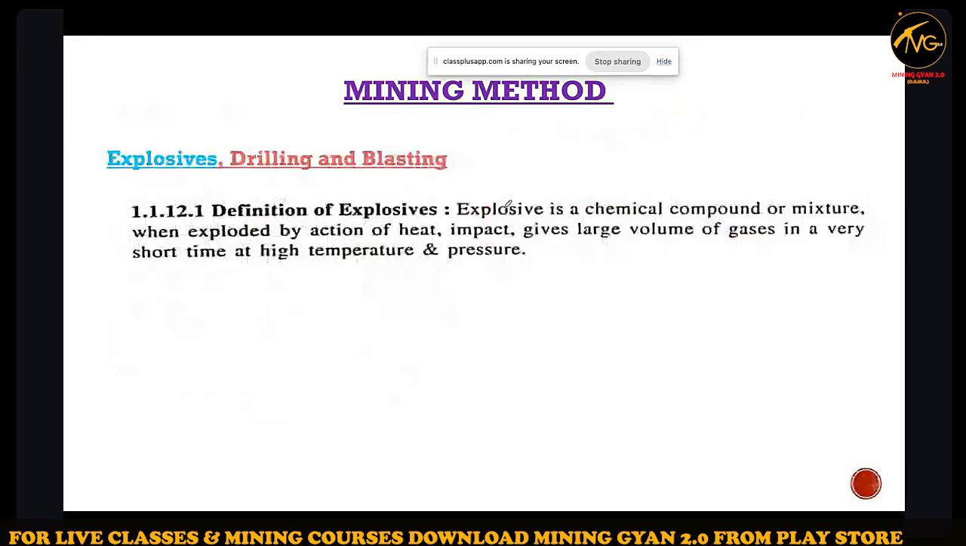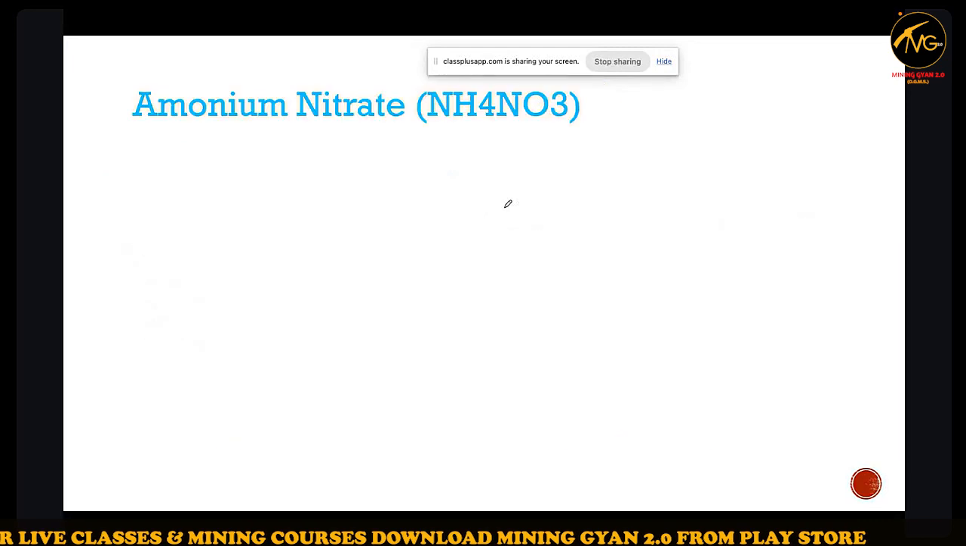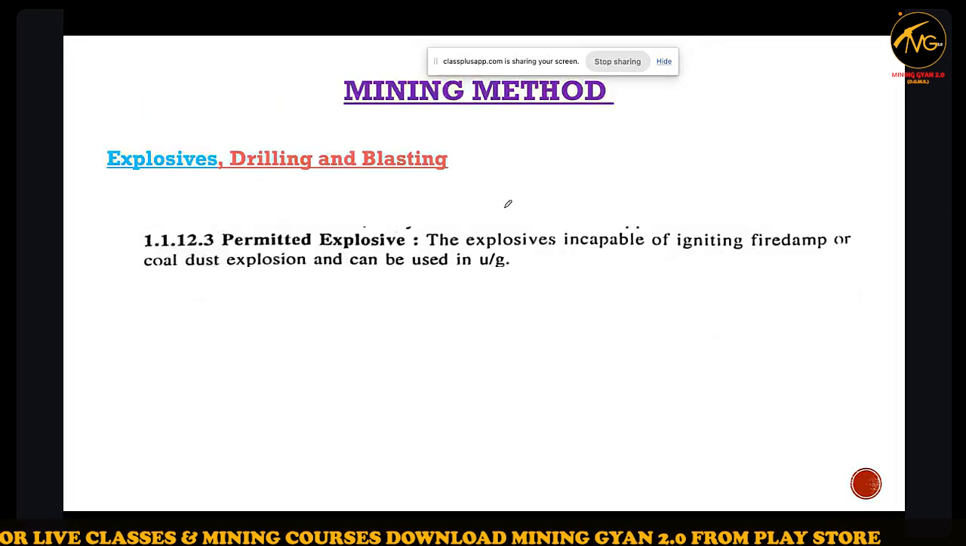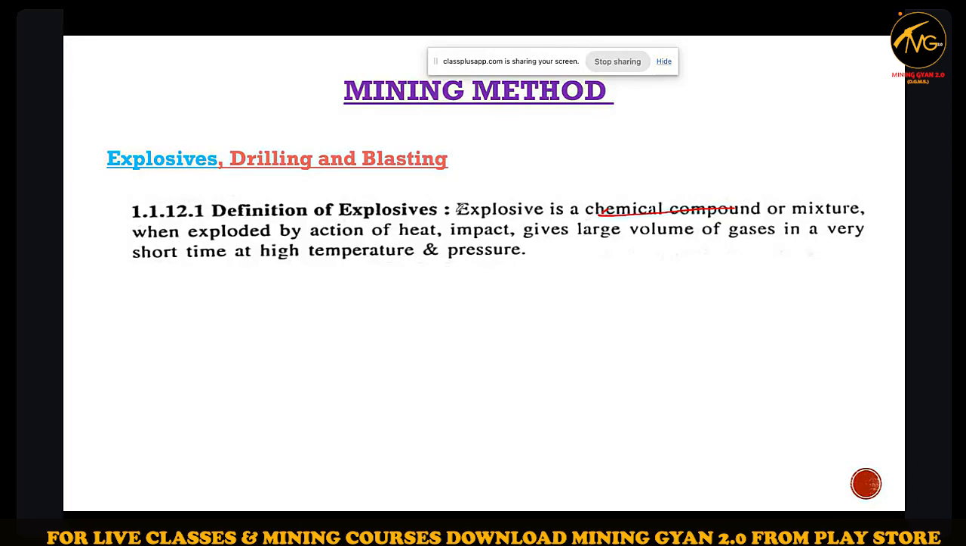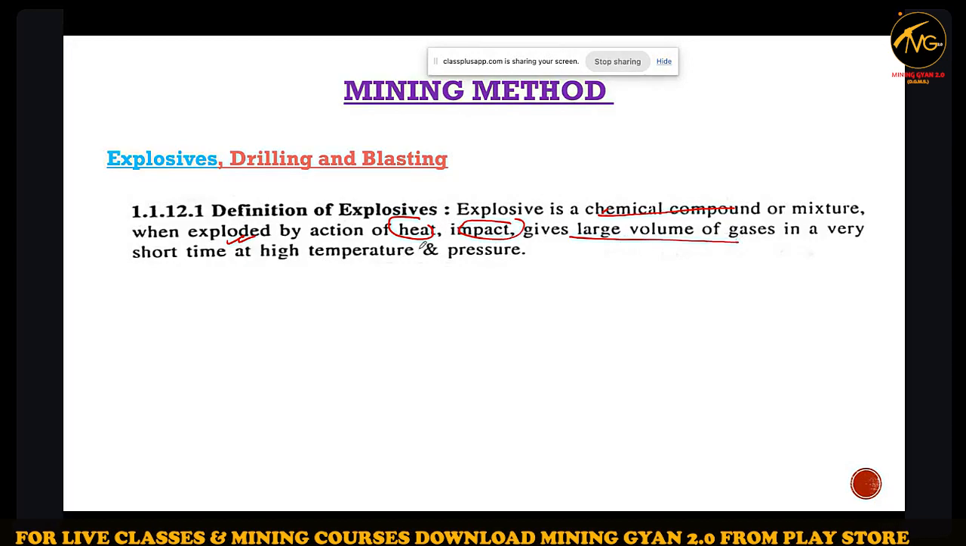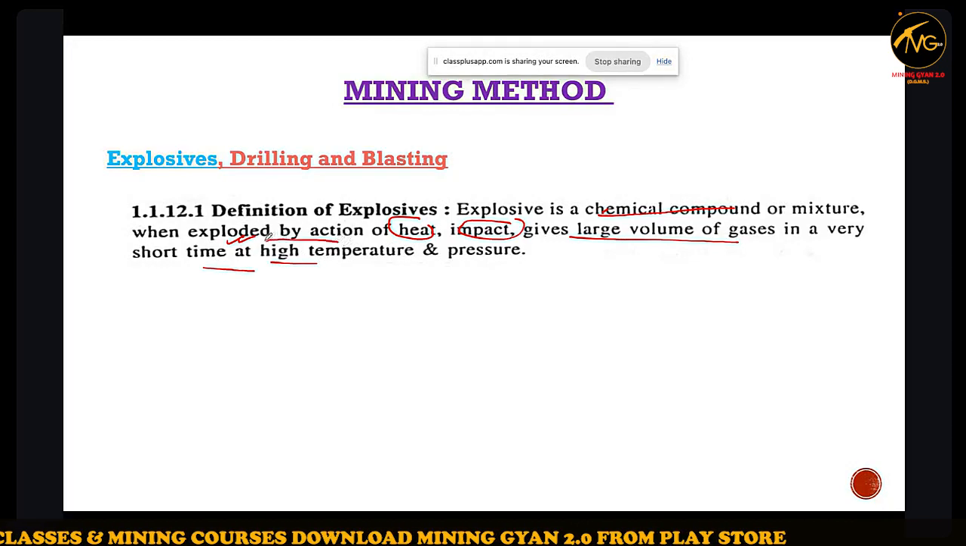Now come to the explosive parts. What is explosive and classification of explosive, type of explosive. So what is explosive? Explosive is the chemical compound when exploded by any action, heat, impact, give a large volume of gases in a very short time and high temperature and pressure.